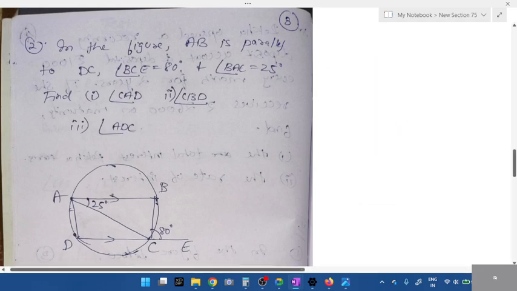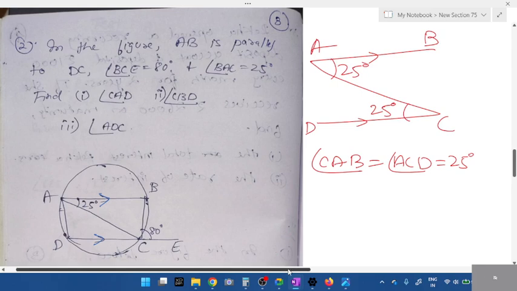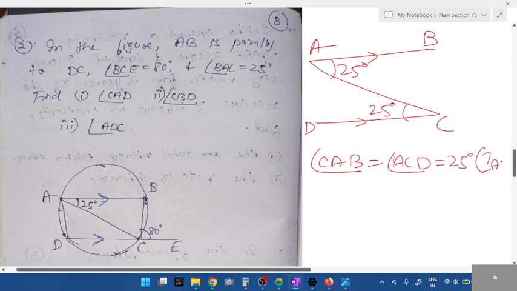Next question. A parallel line is given. How do you solve this if there is a parallel line? Can you see the alphabet Z in a parallel line? A, B, C. If angle A is 25, what about angle C? 25. How will you write this? CAB is equal to angle ACD is equal to 25. What's the reason you have to write? Just write interior alternate angle.